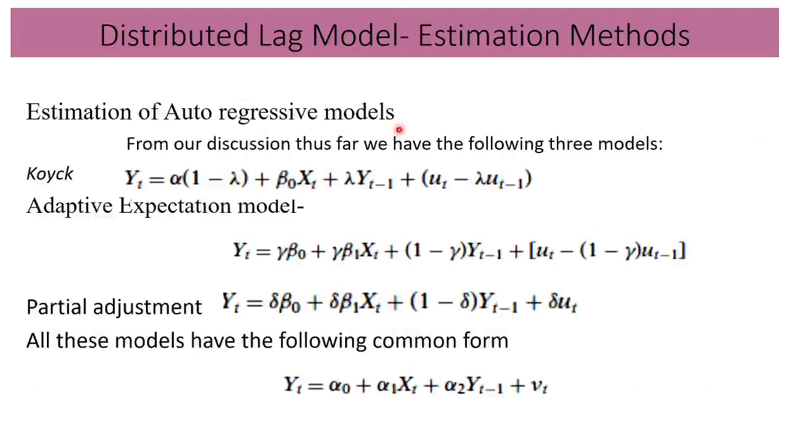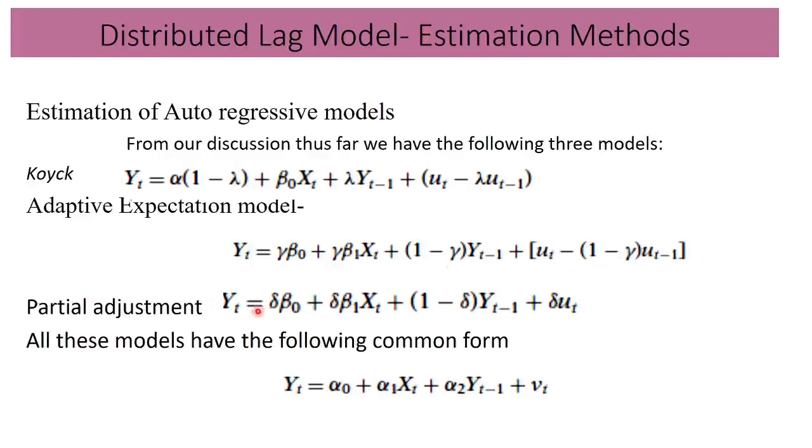Estimation of autoregressive model. We know that all the models that we have explained, the Koyck model, adaptive expectation model, and partial adjustment model, are autoregressive. The Koyck model is that yt equals alpha into 1 minus lambda plus beta 0 xt plus lambda yt minus 1 plus ut minus lambda ut minus 1. The adaptive expectation model is also like this: gamma beta 0 plus gamma beta 1 xt plus 1 minus gamma yt minus 1 plus ut minus 1 minus gamma ut minus 1.